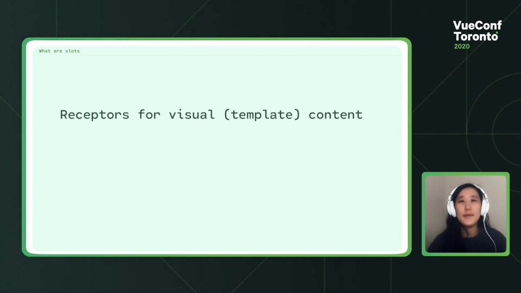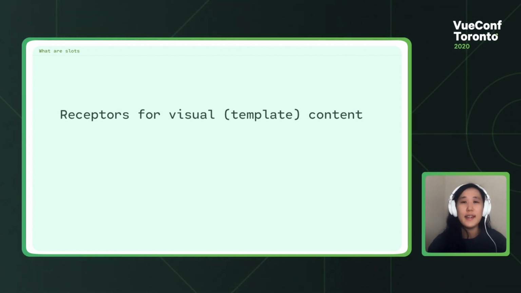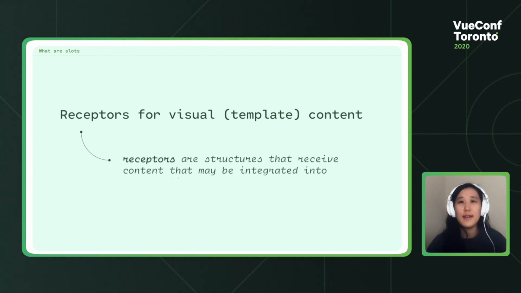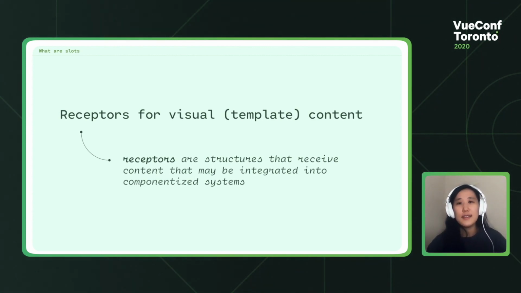For today's talk, I'm going to focus on using slots as receptors for visual content. In other words, what's only in the template tag of a single file component and not the script. But what is a receptor, you might ask? Well, this is a term I've borrowed from biology to refer to a container designed to receive content and integrate it either into the container itself or a larger system that the container is a piece of. In short, by using slots, one component can communicate with another by enveloping and injecting templates into it.